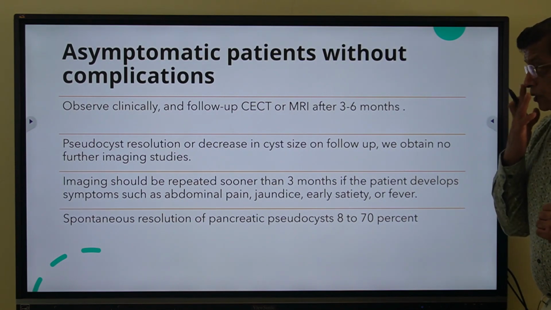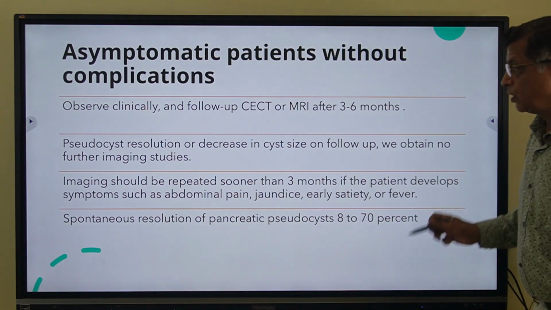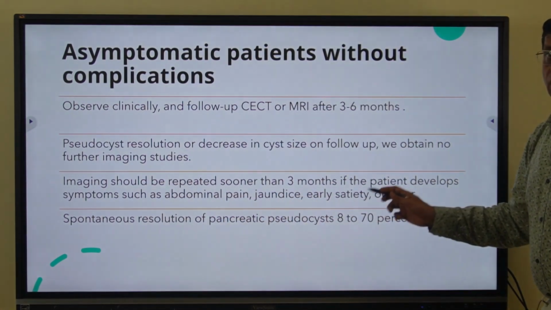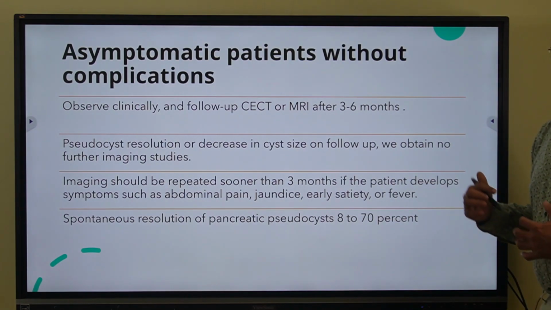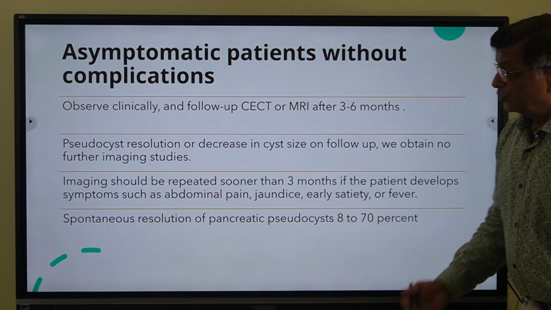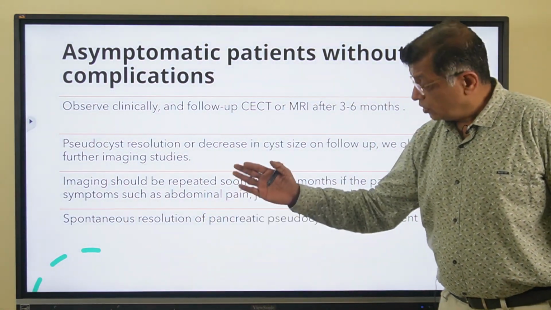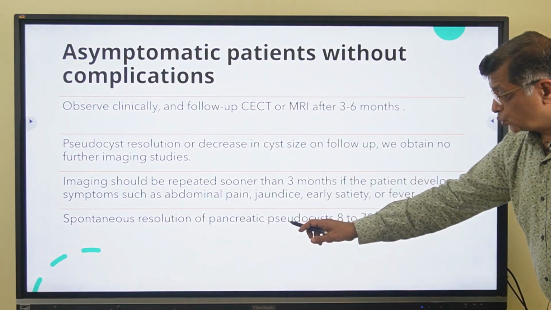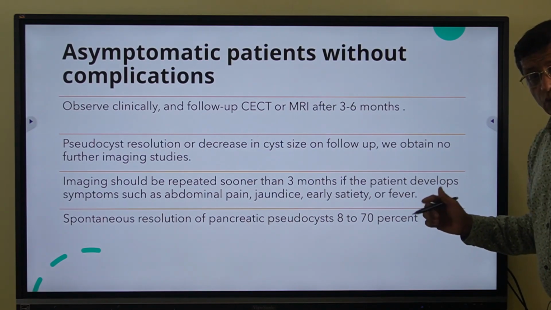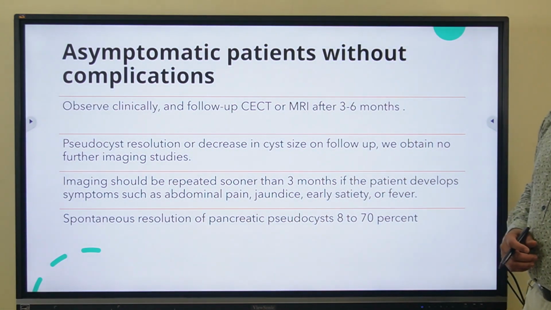for at least 3 months, but imaging should be repeated sooner than 3 months if the patient develops symptoms such as abdominal pain, jaundice, early satiety or fever. So early satiety means the cyst is pressing the stomach and the patient is not able to eat. So if such symptoms develop, then you may require imaging early. Spontaneous resolution of pancreatic pseudocyst is from 8 to 70%. So there is a high chance that the pseudocyst will resolve spontaneously.